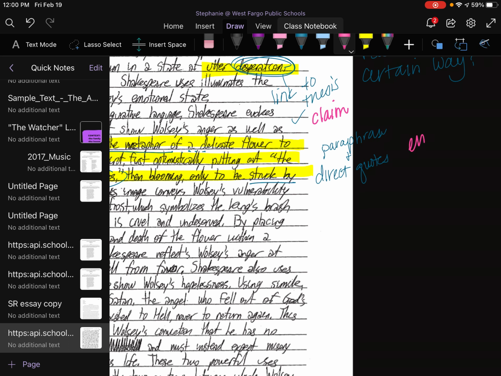We talk about using evidence, right? But we also want to think about how we are integrating that evidence.